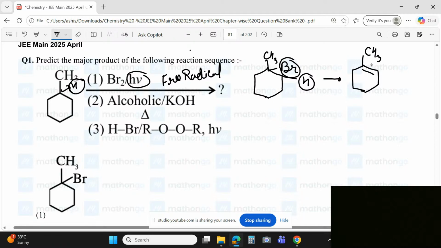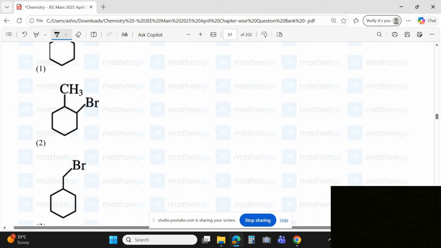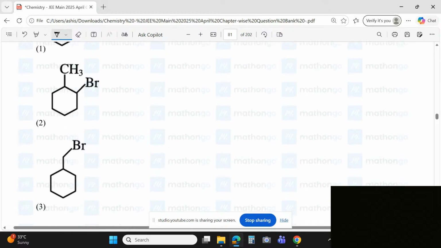Now we are reacting it with HBr in the presence of peroxide. So again it will do the addition of Br with the anti-Markovnikov rule. So Br will be added here and H will be here. So our final product will be like that, CH3 and there will be Br. So that will be our final product, and your answer will be the second option.